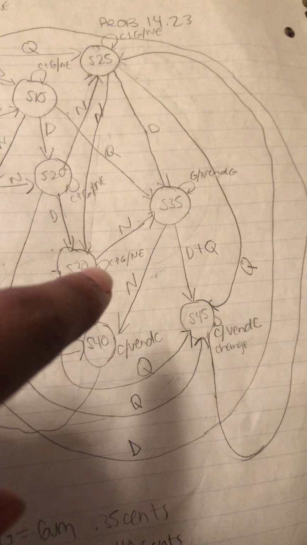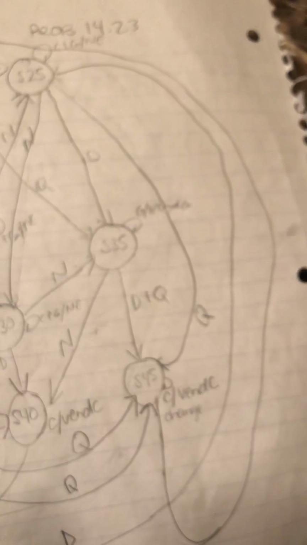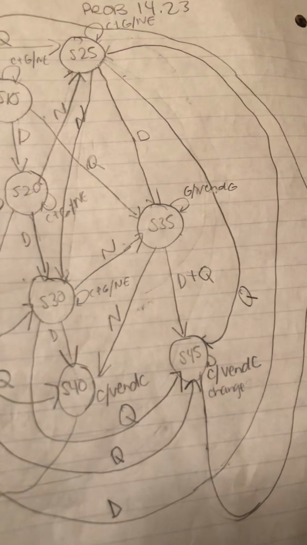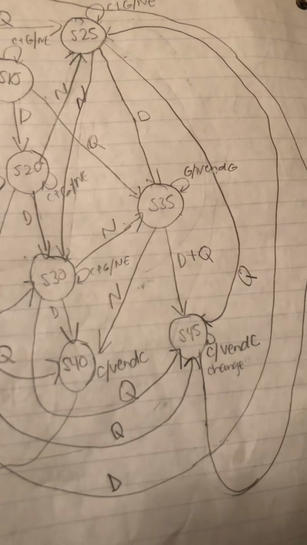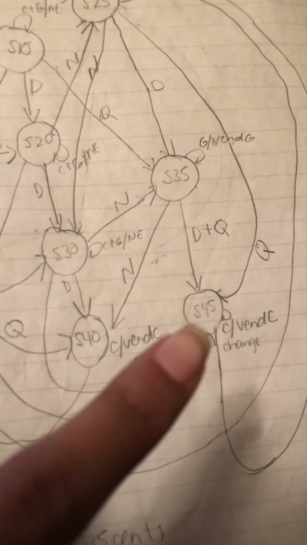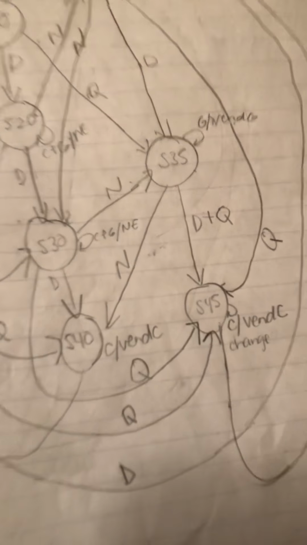If I have a nickel, it will go to state 35, and gum is 35 cents. So my gum will release from the vending machine. And if it's any more than 40 cents, then in state 45, the user will receive change.